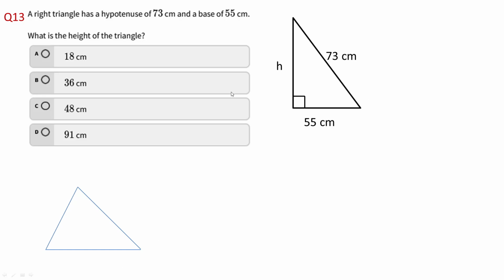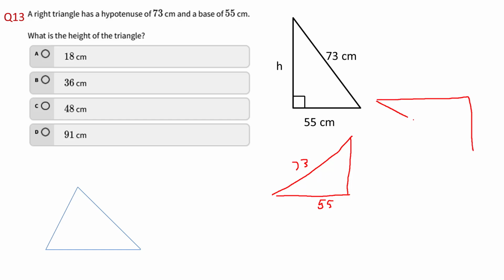Now it could be flipped. It could instead look like this. 73, 55. There's nothing wrong with that. But in fact, you could even draw it upside down like this. This is 73. This is 55. That would still be okay. There's nothing wrong with those either.